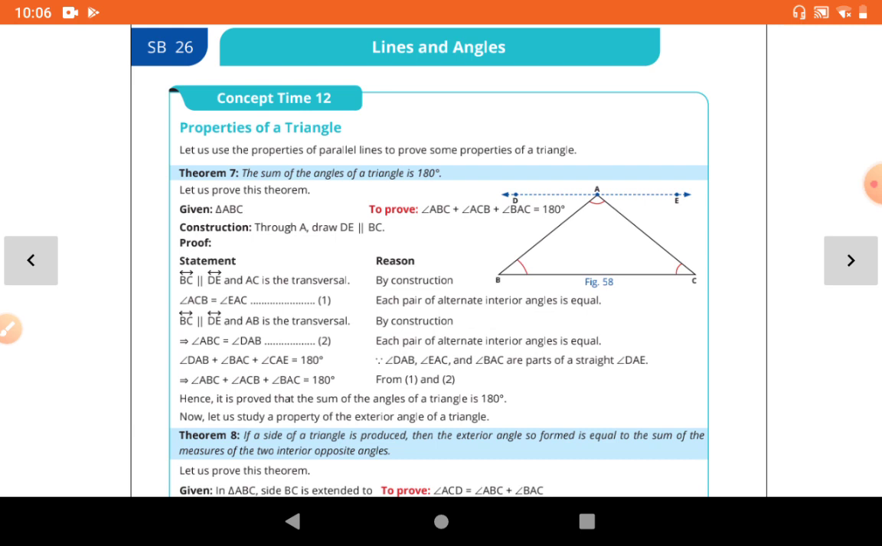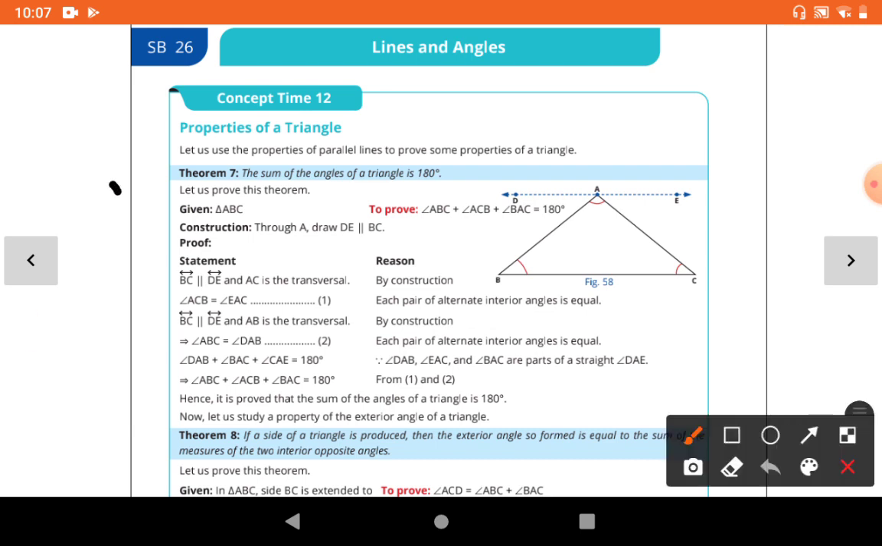As you know, we are continuing chapter number 6, lines and angles, and we have studied two theorems, theorem number 7 and theorem number 8, which is given at SB 26 in your supplementary book. So first of all, let's have a short recap of these theorems. Theorem number 7, angle sum property of triangle. In this theorem, the statement is that the sum of three angles of a triangle is 180 degrees.